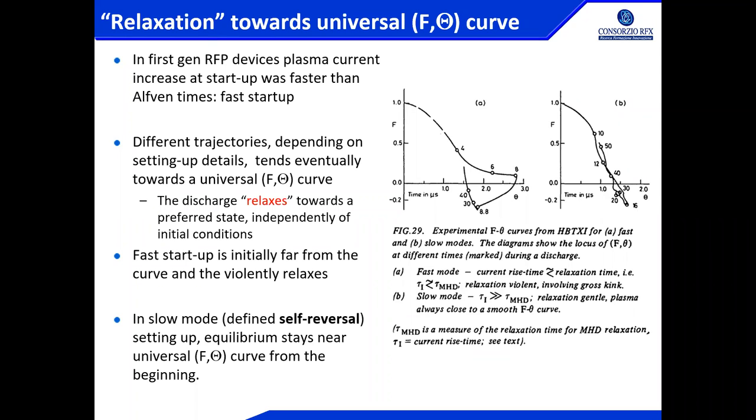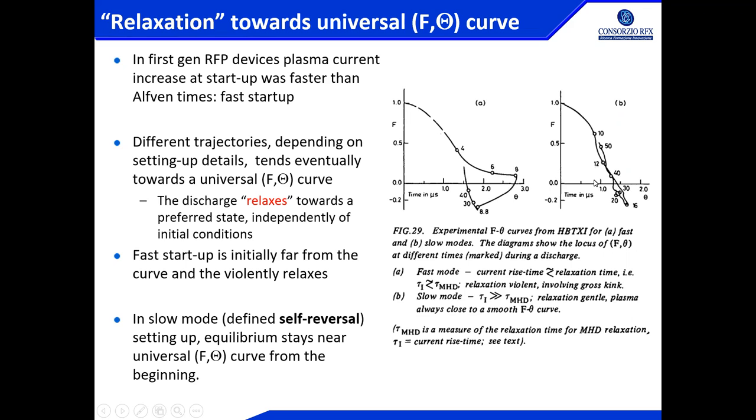But whenever you do it so fast, you have a current profile so concentrated at the edge, with a very high theta and low F, and so they tend to violently relax to a curve in F-theta. Depending on how you adjust the timing of the reversal of the toroidal field and the poloidal field, it turns out that they were always referring to some kind of curve in this F-theta space. If your startup was such that you were far from that curve, then on a very fast time scale it relaxed there. So the idea of relaxation was invented at that time, I think.